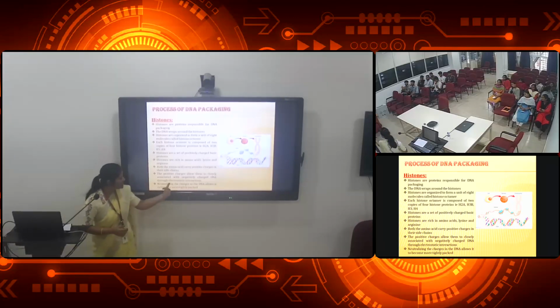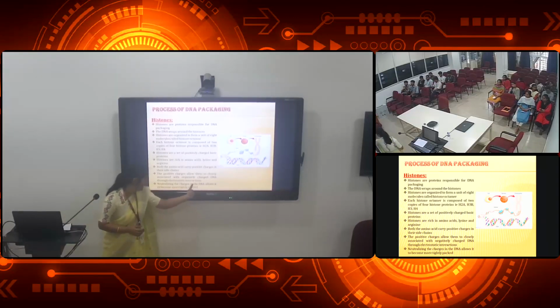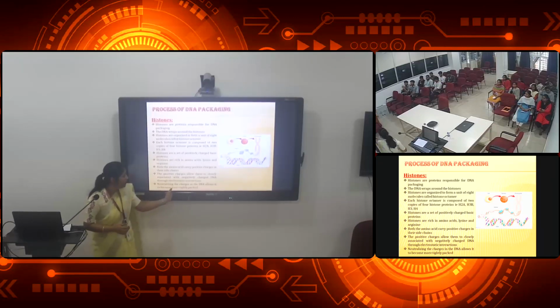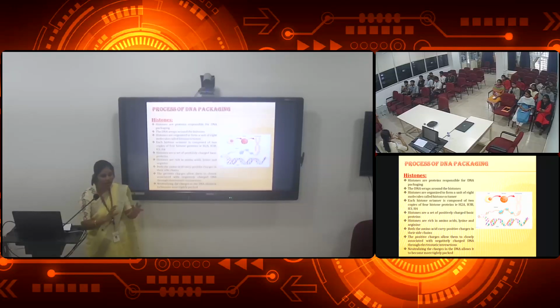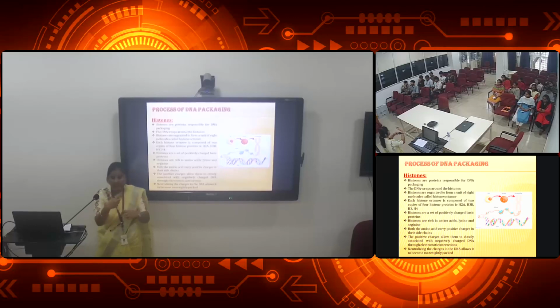Next, neutralizing the charges in the DNA allows it to become more tightly packed. Okay, so usually the DNA around the octamer is wrapped very tightly. Okay, it must be wrapped tightly. So here we can identify two kinds of structures: one is loosely packed and the other is tightly packed. Loosely packed one and tightly packed one.